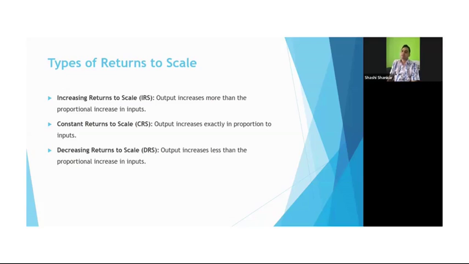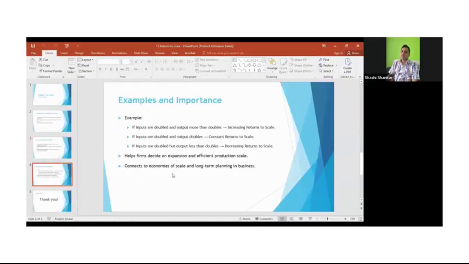So in short, types of returns to scale are divided into three: increasing returns to scale, constant returns to scale, and decreasing returns to scale. In increasing returns to scale, output always increases more than the proportional increase in input. In constant returns, output always increases exactly in proportion to the input. And in decreasing returns to scale, output increases less than the proportional increase in input. Now moving to some examples and importance.